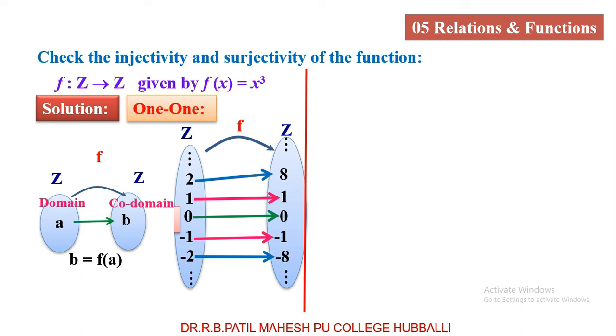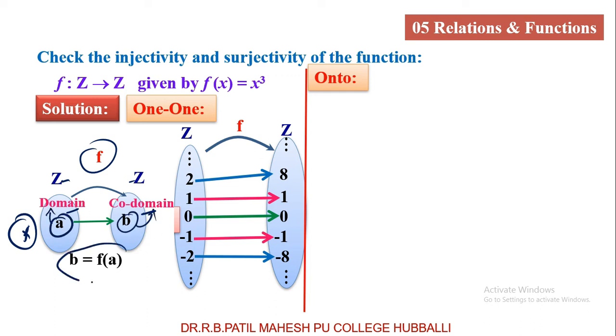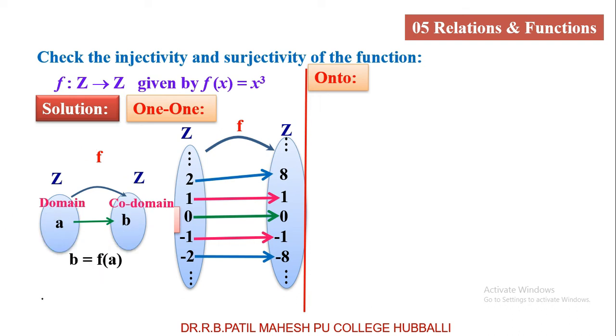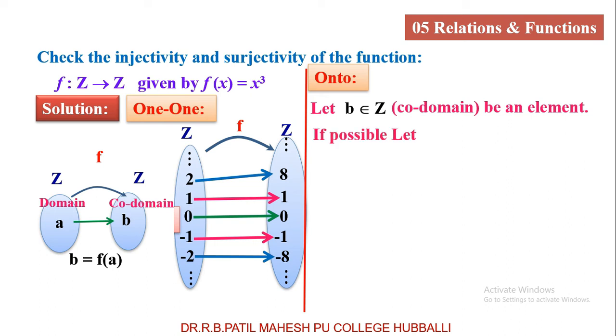Or you can check in another way. Look at the diagram here, students. f is a function from Z to Z, with a domain and a codomain. A is an element in the domain, B is an element in the codomain, and we define it as f of A equal to B. Let B belonging to the set of integers, that is the codomain, be an element. If possible, let A belonging to Z, that is the domain, be the pre-image.